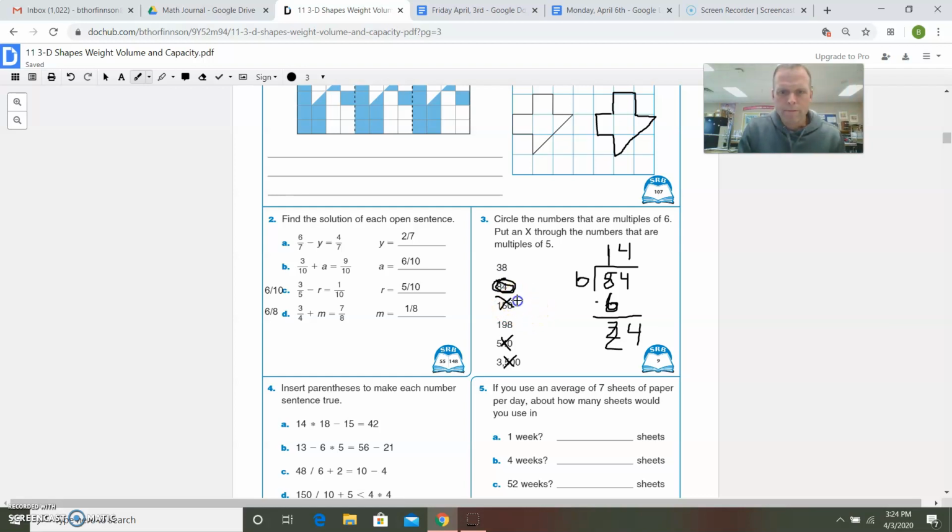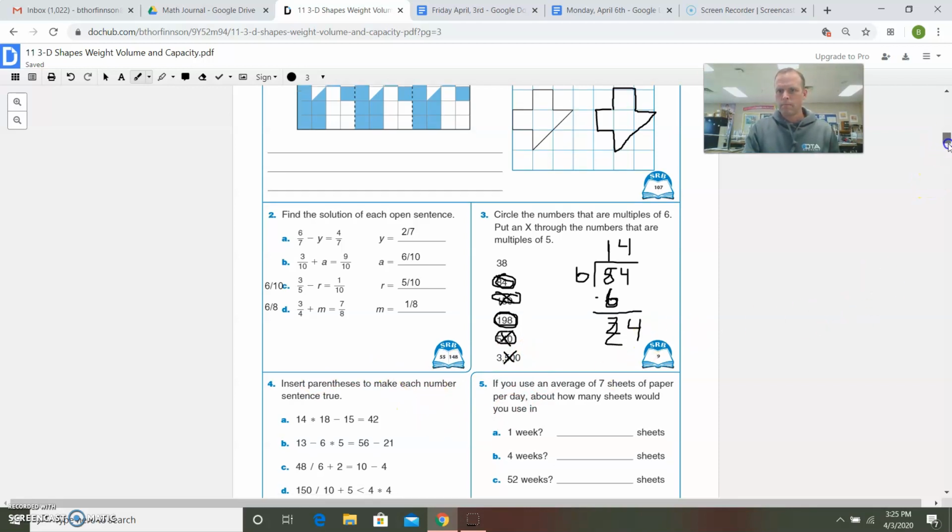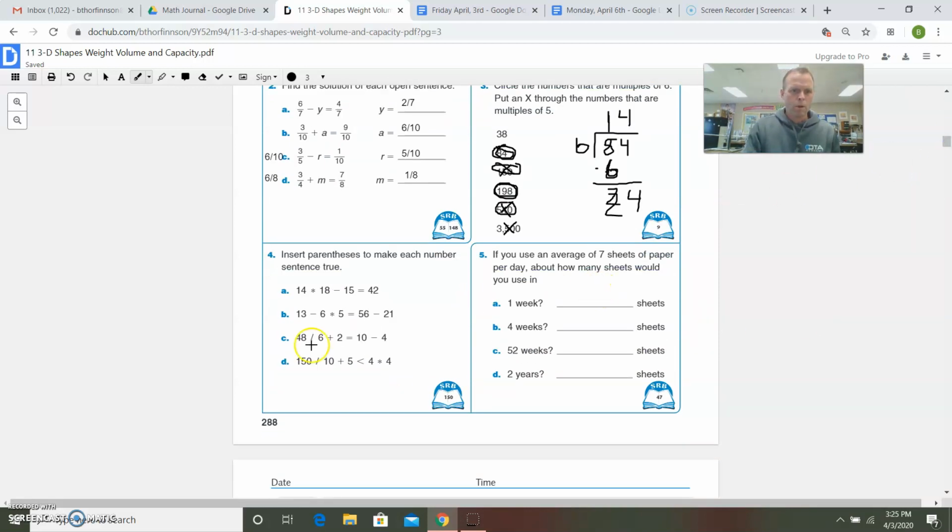It does go into 150. Hopefully you divided those. It does go into 198. You'd have to divide that one. And I believe it goes into one more. It goes into 540. Okay, so these should be circled and those should be X'd. That's kind of a mess, but bear with me. Okay, down here, parentheses. It says insert parentheses to make each number sentence true.